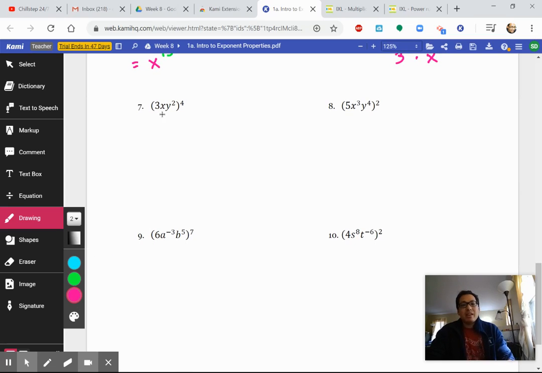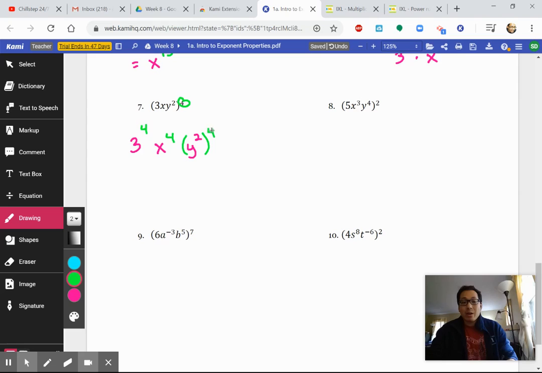All right, so what's going to happen here? Well, there's a lot of stuff in these parentheses, right? What's in here? There's a 3, there's an x, and there's a y to the 2, right? And each of them, like the Oprah show, each of them is going to get a power of 4. So the 3 is going to get a power of 4, the x is going to get a power of 4, and then the y to the 2 is going to get a power of 4 as well.